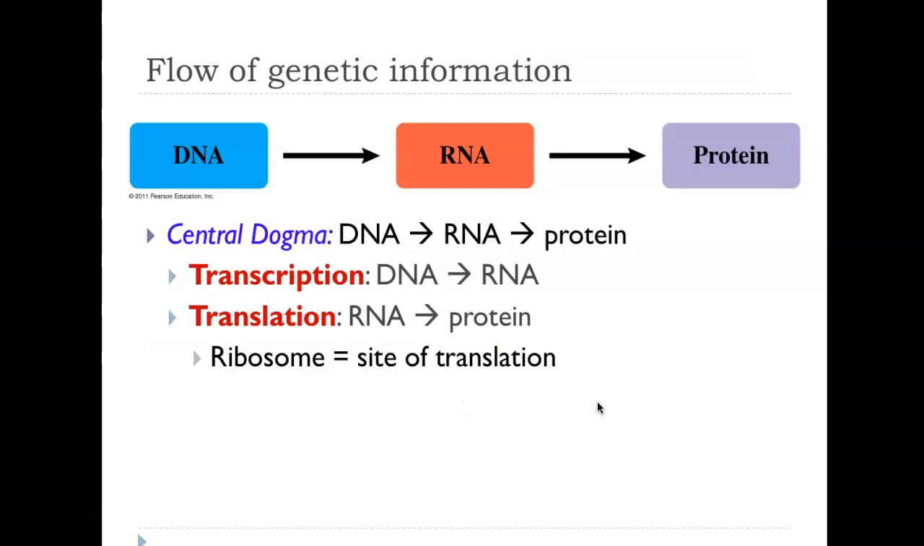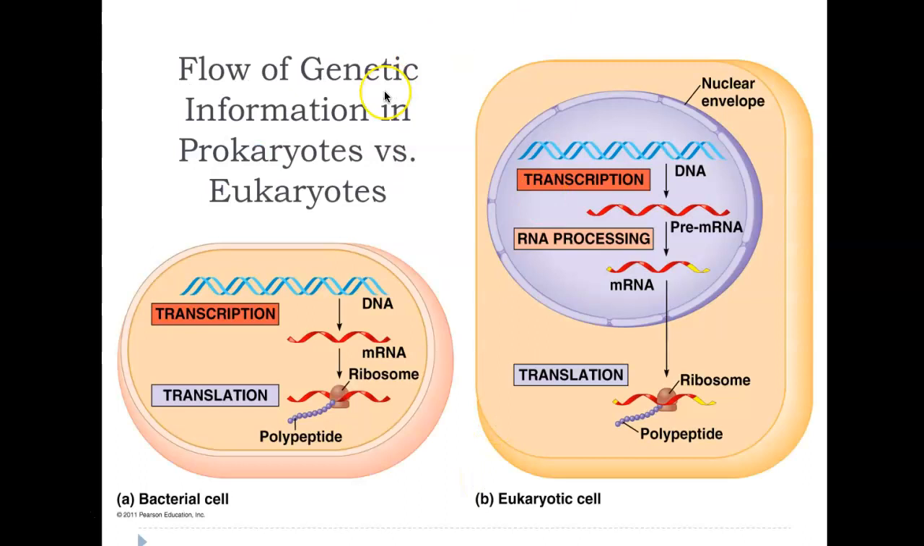The site of translation, the site of protein synthesis, is going to be at a ribosome, either a bound ribosome or a free ribosome. So go ahead and pause if you need to write this down. Something that's important to know is where transcription and translation happen. In a prokaryote, bacteria, transcription and translation are just going to happen in the cytosol.